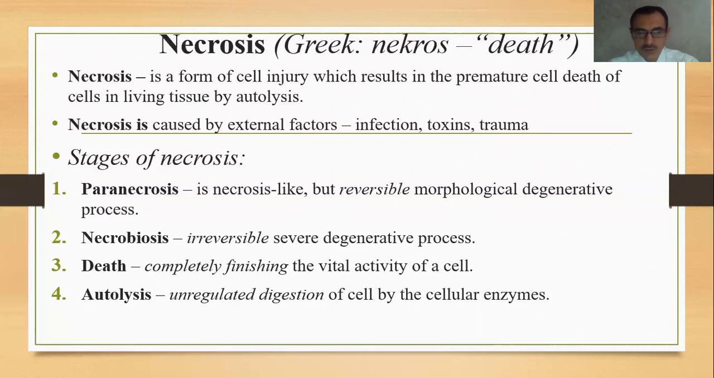First, paranecrosis, which is necrosis-like but a reversible morphological degenerative process. Second one, necrobiosis, which is an irreversible severe degenerative process. Third, death, the complete finishing of the vital activity of a cell. And fourth, autolysis, unregulated digestion of the cell by cellular enzymes.